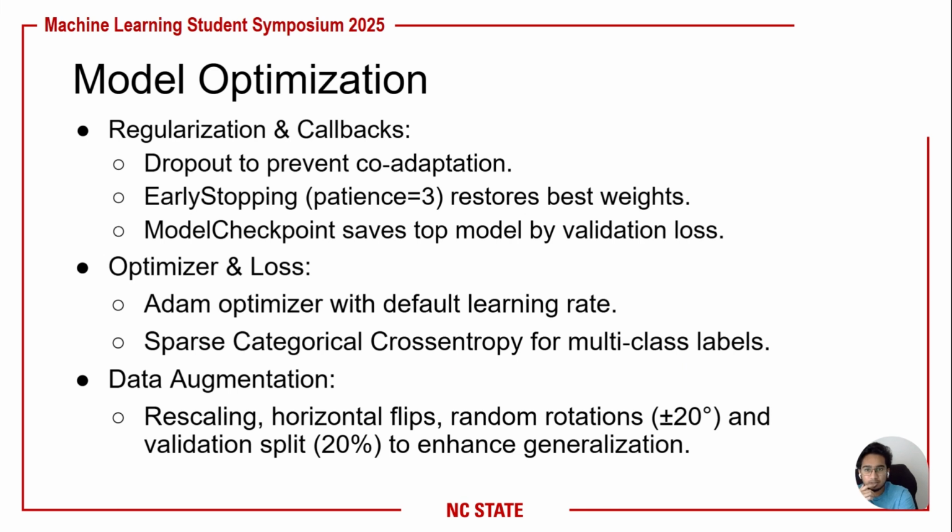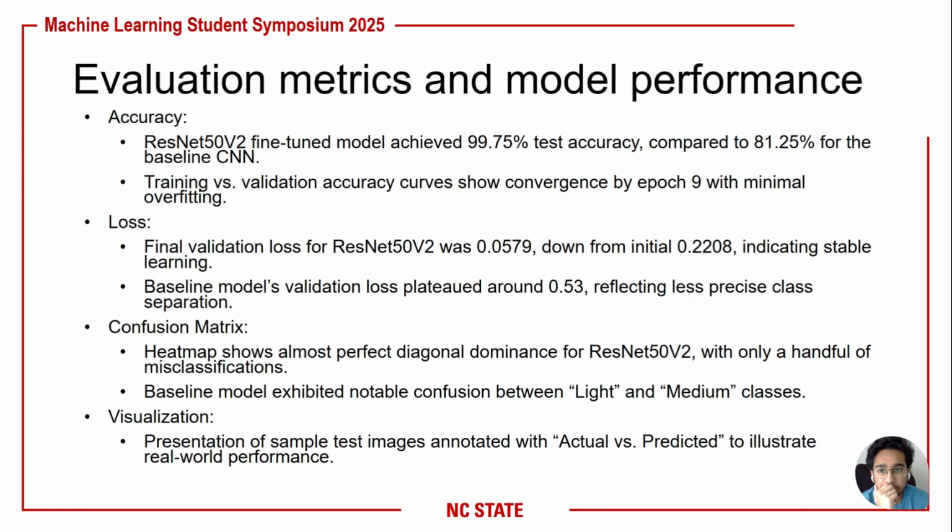Coming to model optimization, we used regularization and callbacks. This was mainly to have early stopping, which restores the best weights, and also model checkpoints to save the top model by validation loss. We use the Adam optimizer with the default learning rate and sparse categorical cross entropy for multi-class labels. As previously discussed, some of the data augmentation was random rotations of plus or minus 20 degrees and a validation split of 20% to enhance generalization.